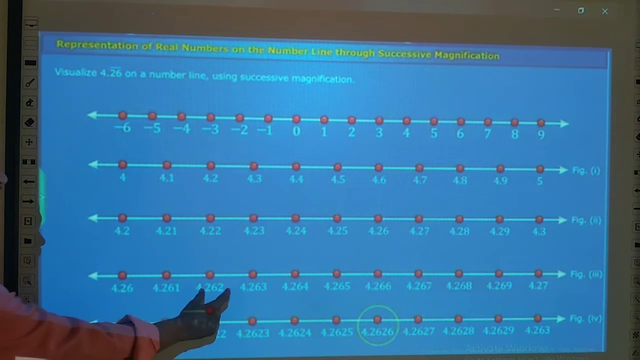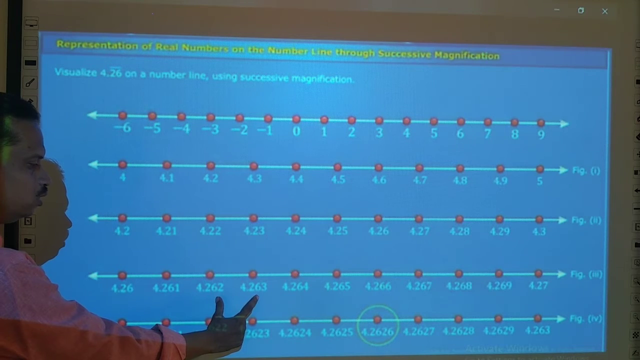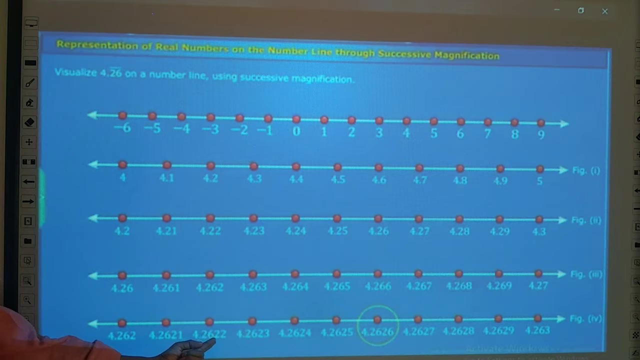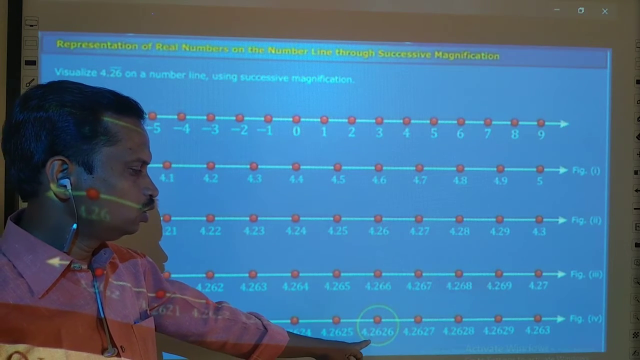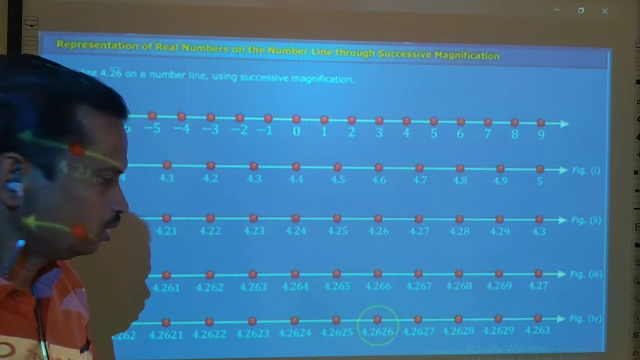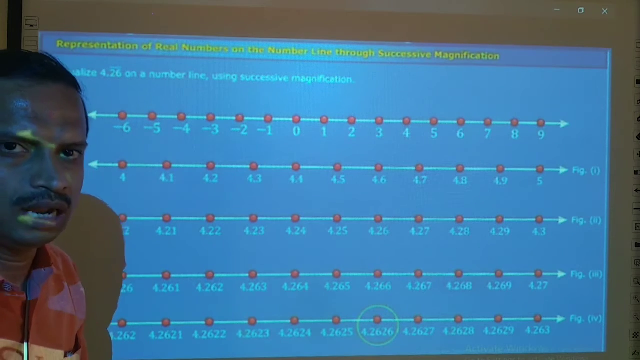So after that you have to get 6. For that we have to magnify these two. 4.262, 4.263. Okay children. Now you magnify this to get 4.262 and then 4.2621, 4.2622, 4.2623, likewise here 4.2626 and so on, after that 4.263. So now the rounded number is the required decimal number.